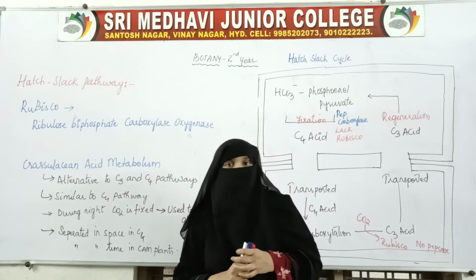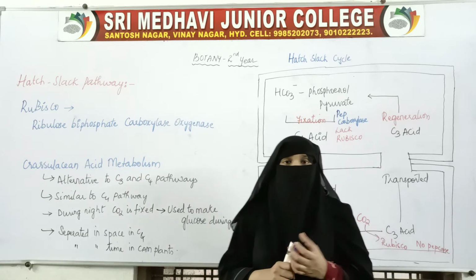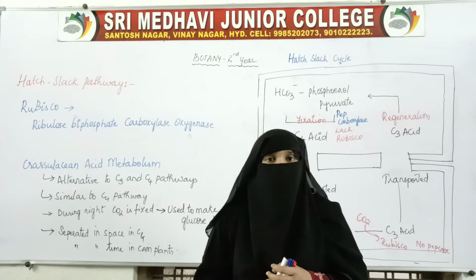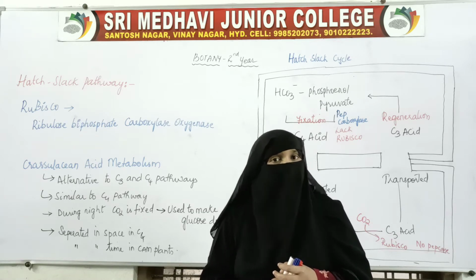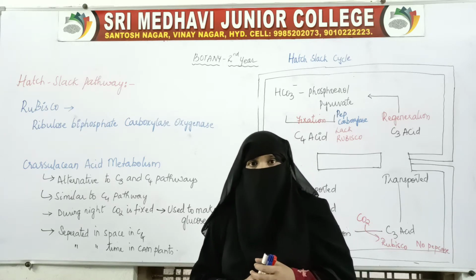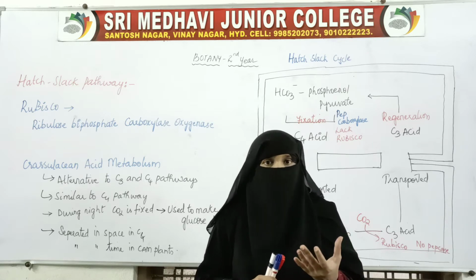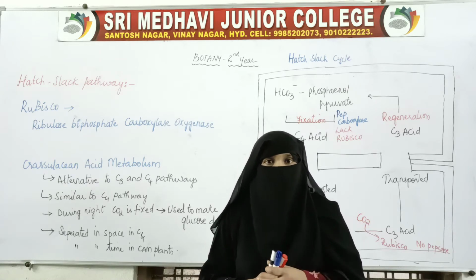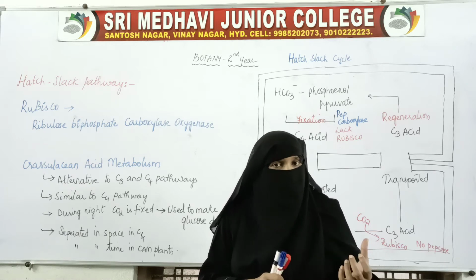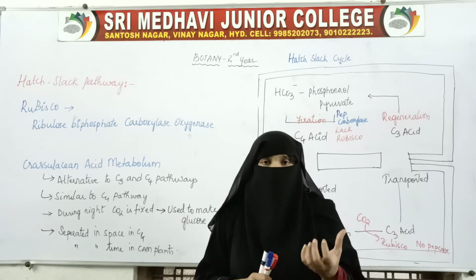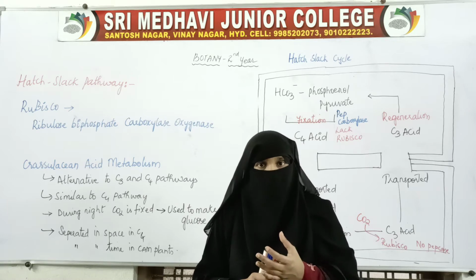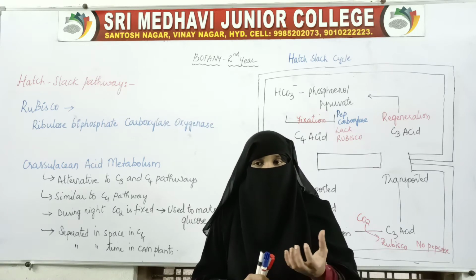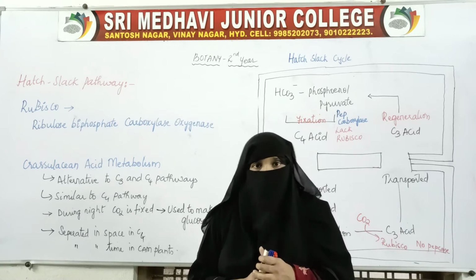They show Kranz anatomy, that is a wreath-like arrangement of bundle sheath cells around the vascular bundle. Apart from that, they tolerate very high temperatures, they respond to very high light intensities, and they lack photorespiration, and because of that the production of biomass is very high.